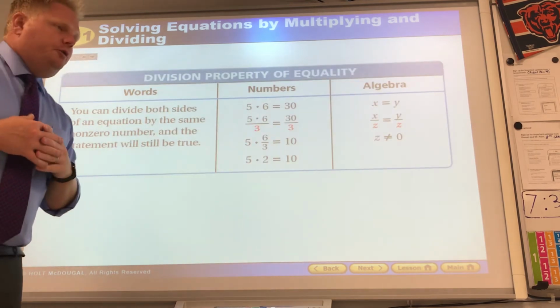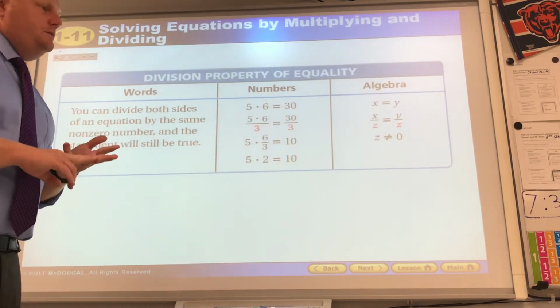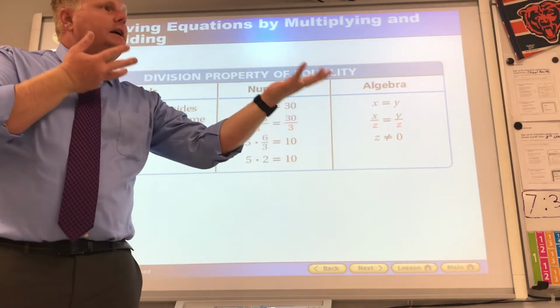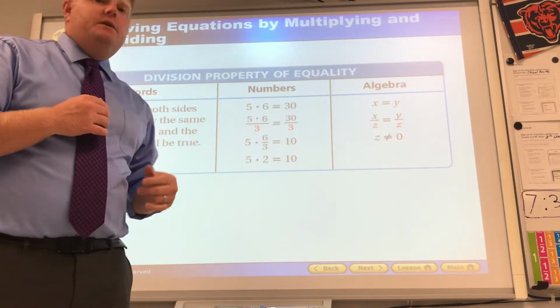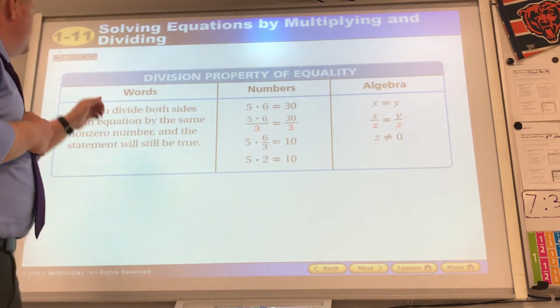Now, it worked for multiplication. It worked for addition. It worked for subtraction. Do the same thing on both sides, and it balances. It works for division as well. Okay?